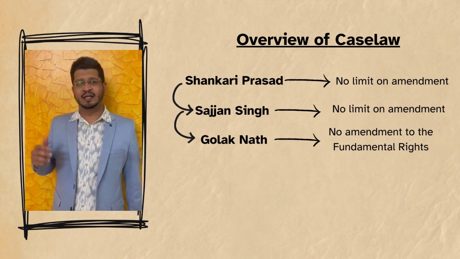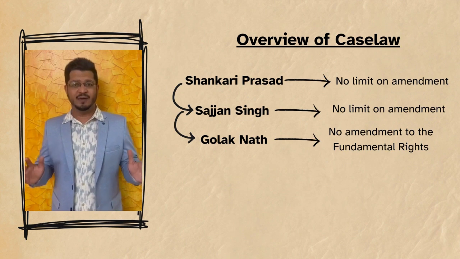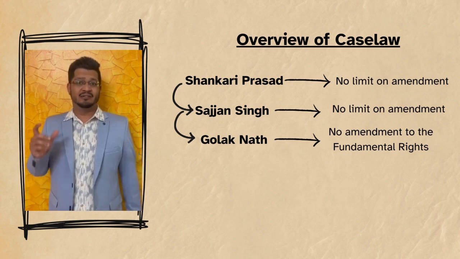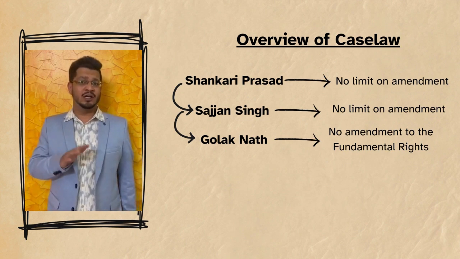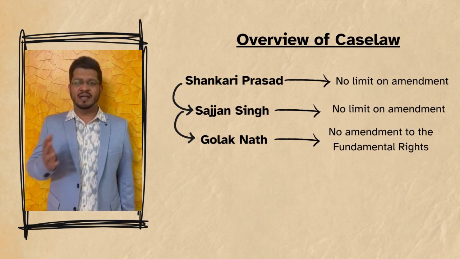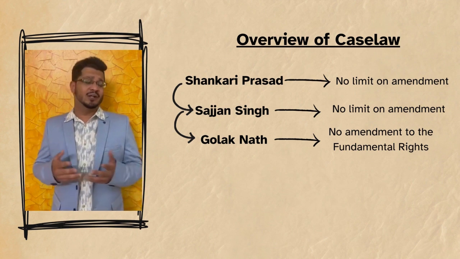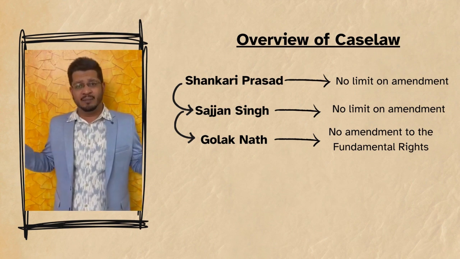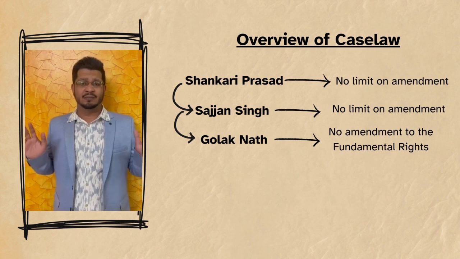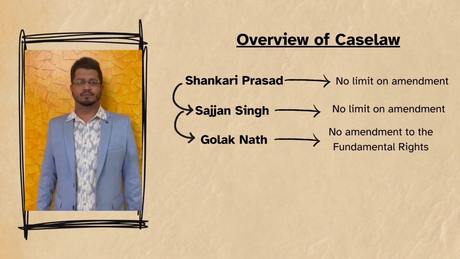In this case, Chief Justice Subba Rao, who was a great champion of fundamental rights, held that the fundamental rights could not be amended under any circumstances. This was a great departure from the previous case law in which it was held that there was no limit at all on the amendment of fundamental rights by the Parliament. Therefore, this is a very important case.